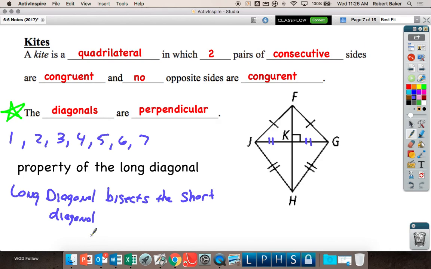Does the short diagonal do anything to the long diagonal? No. So if this short diagonal is 10, how big is each piece? 5. If the long diagonal is 20, can you make any justification about each piece? No. It could be 4 and 16. It could be 9 and 11. We don't know.